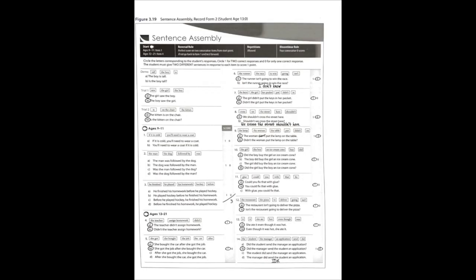Saw the girl, the boy. Use only those words. The boy saw the girl. The girl saw the boy. On the record form, you should circle 1 for 2 correct responses and 0 for only 1 correct response.